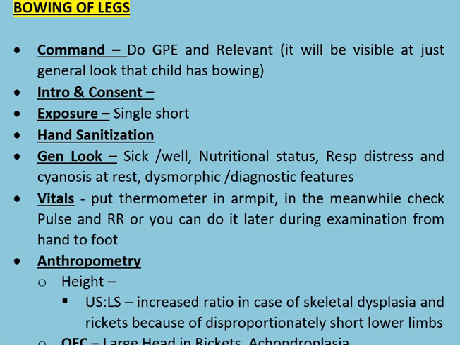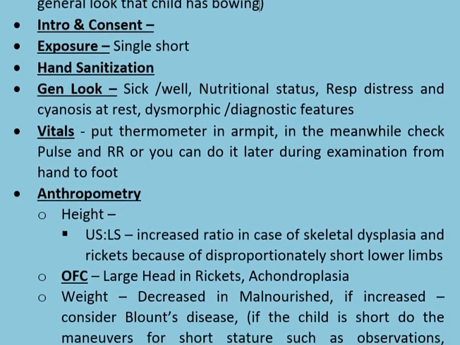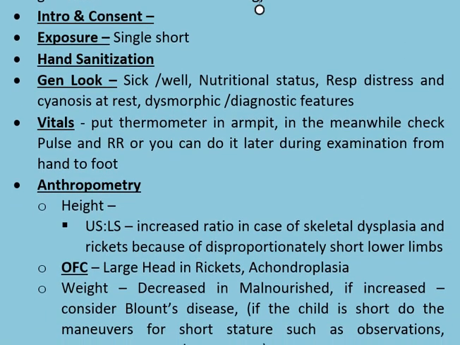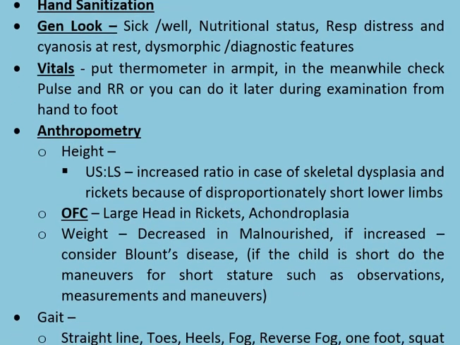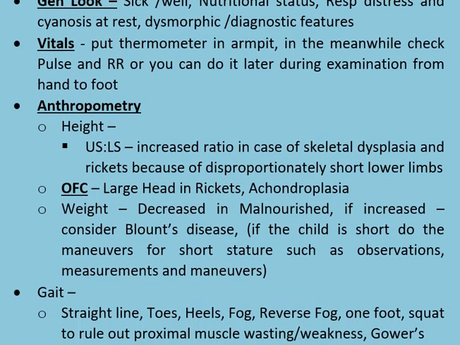So first the vitals, then you do the anthropometry, you check the height, then you check the upper and lower segment. The ratio is increased in case the upper segment is bigger than the lower segment, and the ratio is increased in case of skeletal dysplasias and rickets because of disproportionately short limbs. Then OFC, large head in rickets and achondroplasia. Then you check weight, decreased in malnourished. If increased, consider Blount's disease.